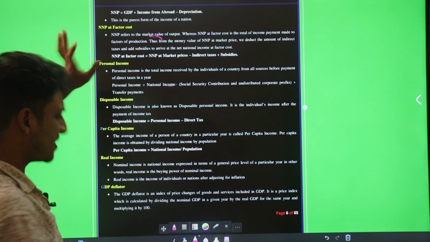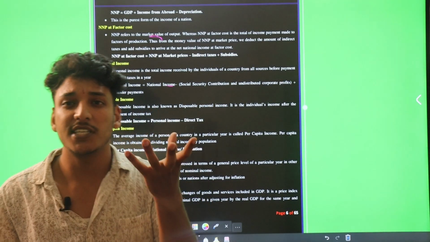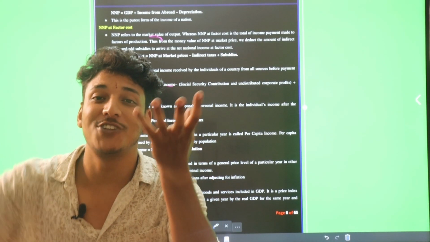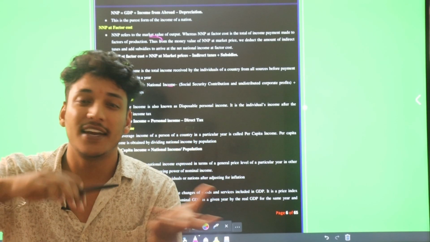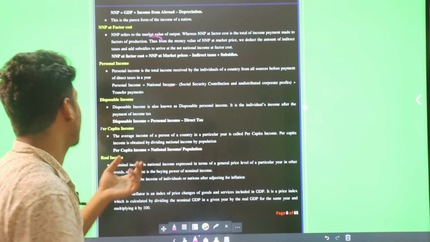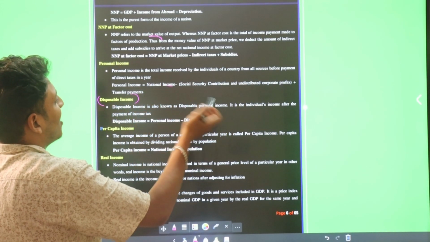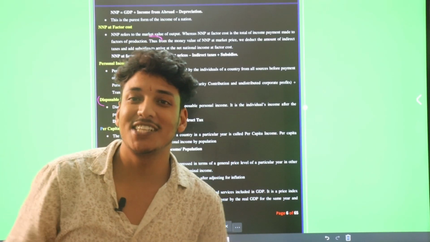Personal income. Basically, personal income is that income which is in your hand before deducting tax. That is your personal income. When your tax is deducted, then that is not your personal income. Then that is a disposable income after deducting tax or direct tax. Basically, direct tax, what is TDS, income tax. This is your direct tax.